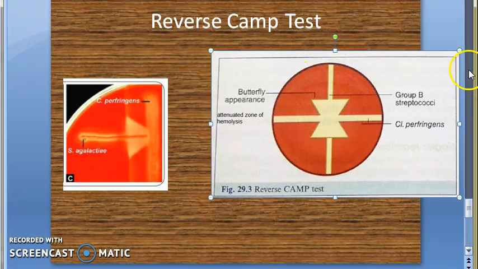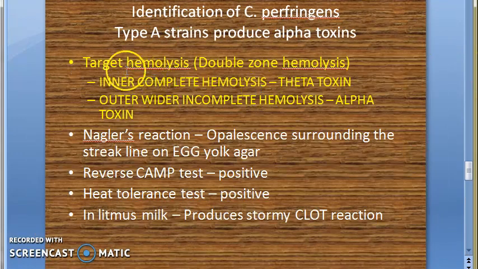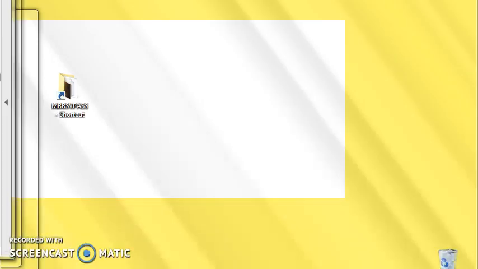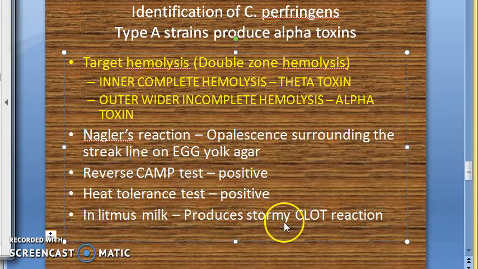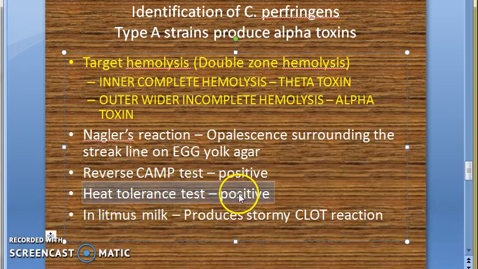Okay, so we have covered target hemolysis, Nagler's reaction, reverse CAMP test positive. Heat tolerance also let us look at. Heat tolerance test, Clostridium perfringens can grow when Robertson cooked meat broth is incubated at 45 degrees for 4 to 6 hours. This differentiates from other organisms. So it can tolerate heat. In Robertson cooked meat, Clostridium perfringens can tolerate heat.